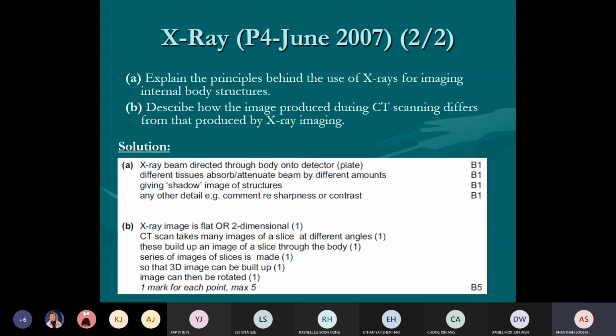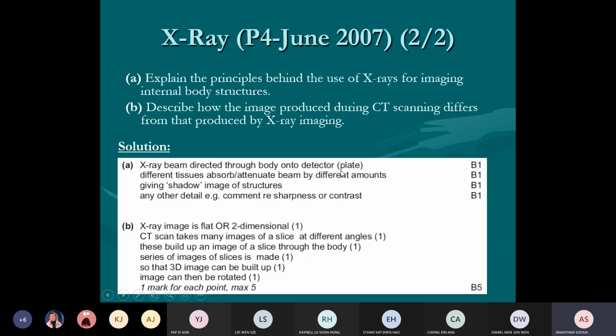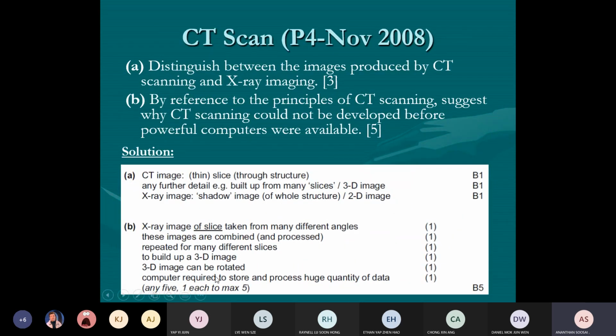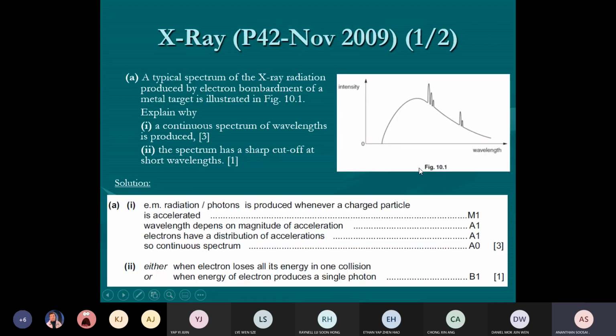So again, the same idea. What is meant by imaging for the CT scan? Remember the 6 points for CT scan. So that's all about CT scan. The last part you have to remember, just as a summary, is the 6 points: how the CT scan produces imaging, and what the difference is between X-ray and CT scan.